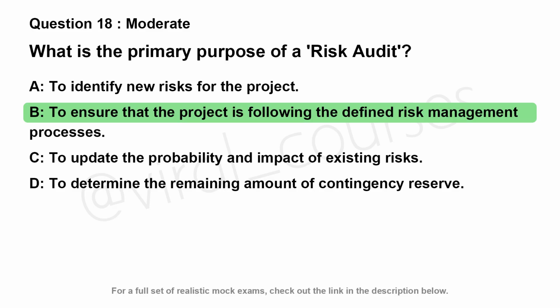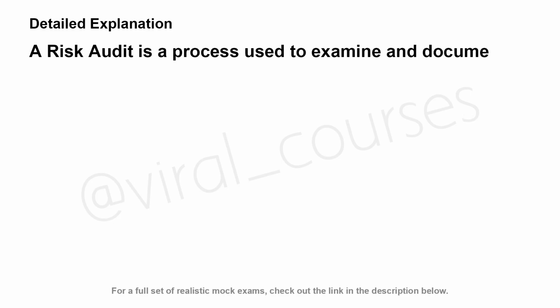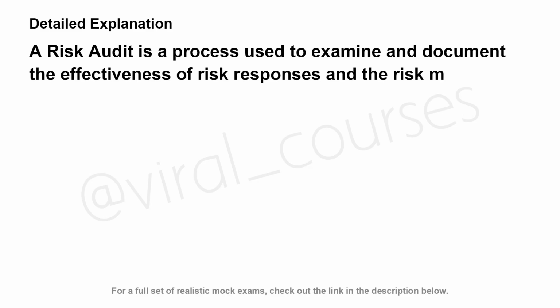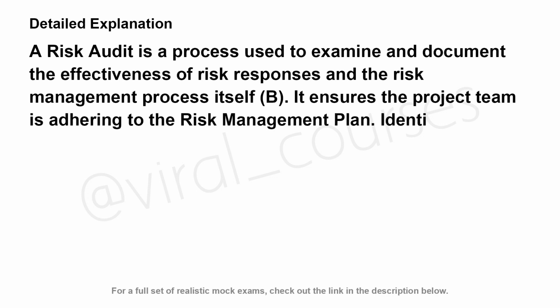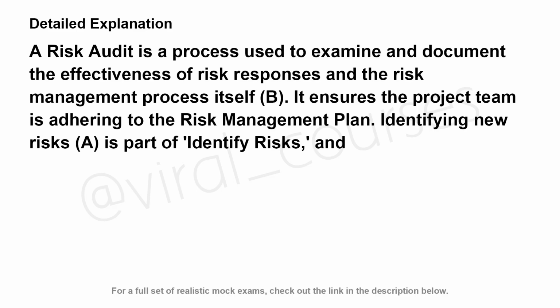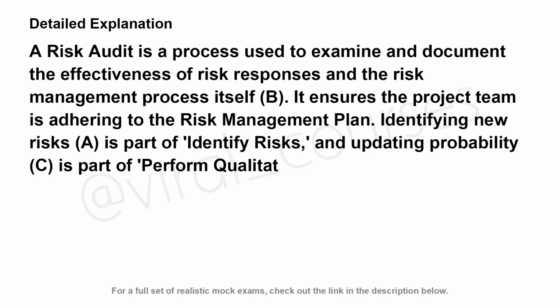The correct answer is B. A risk audit is a process used to examine and document the effectiveness of risk responses and the risk management process itself. B. It ensures the project team is adhering to the risk management plan. Identifying new risks, A, is part of identify risks, and updating probability, C, is part of perform qualitative risk analysis.